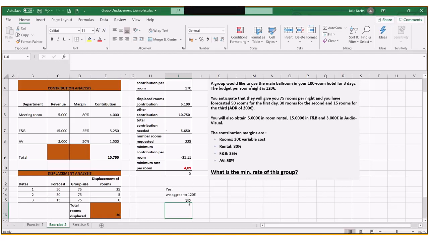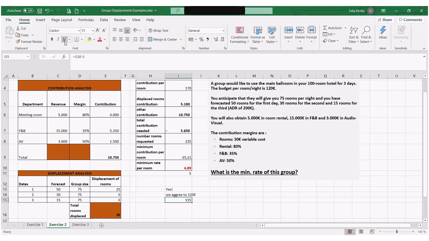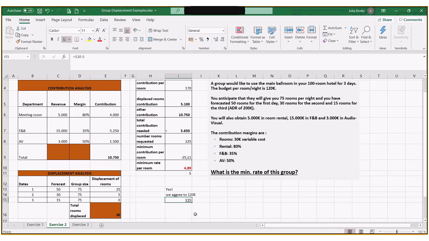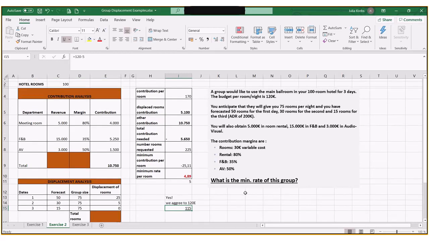We can tell you already now that that definitely means that we're getting a lot of additional revenue. What happens, for example, if the group now comes and says, oh, I received a better offer from one of your competitors, and they're offering 100 euros per night. Can you match that offer? I still take all the meeting room, the F&B and audiovisual, but I want to decrease my budget to 100.